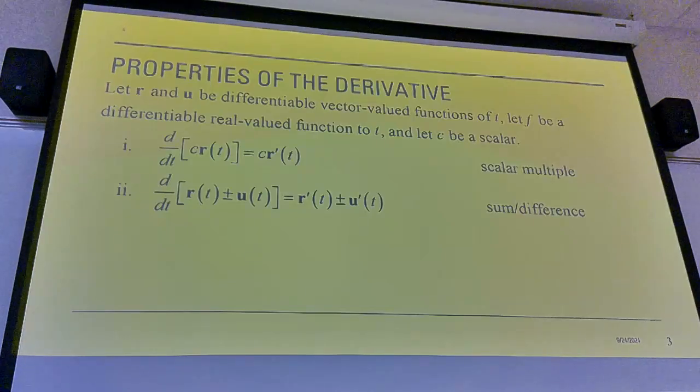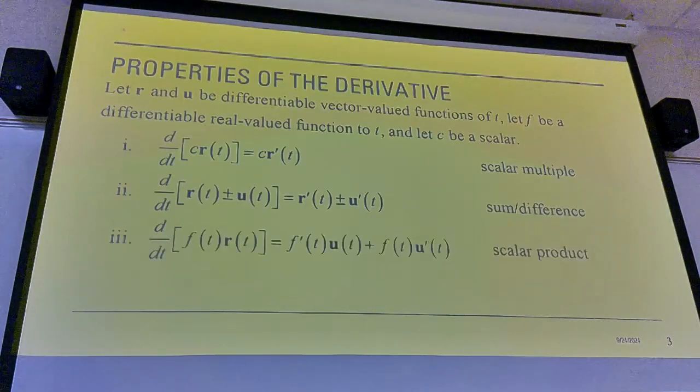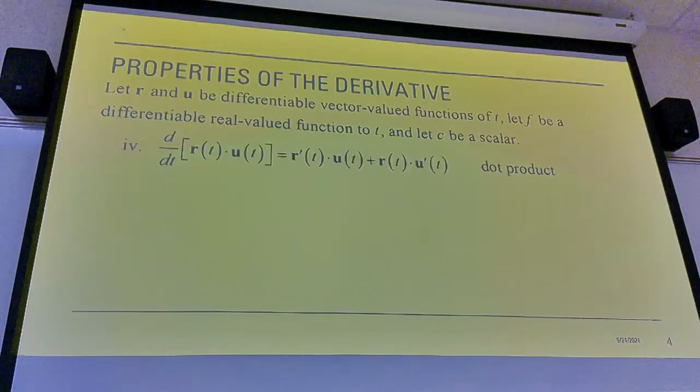Instead of multiplying by a number, can't you just multiply it by a scalar function? That's your scalar product rule, which is exactly as you would think it would be. Then you have your dot product rule, which is exactly as you would think it would be. Then you have your cross product rule, which is exactly what you think it would be.